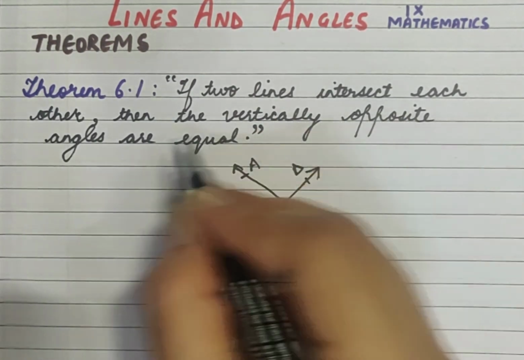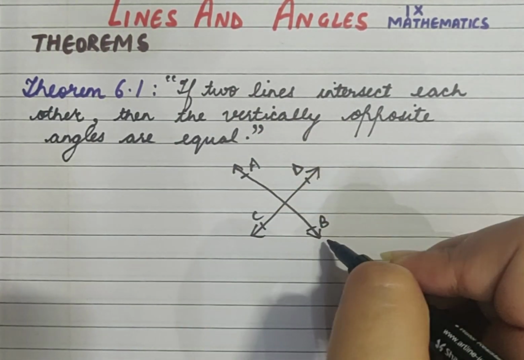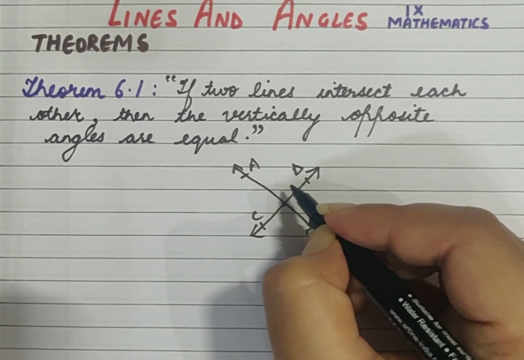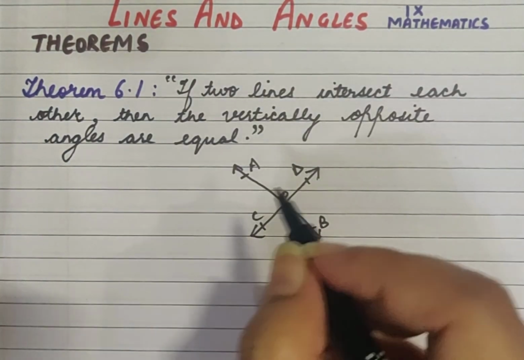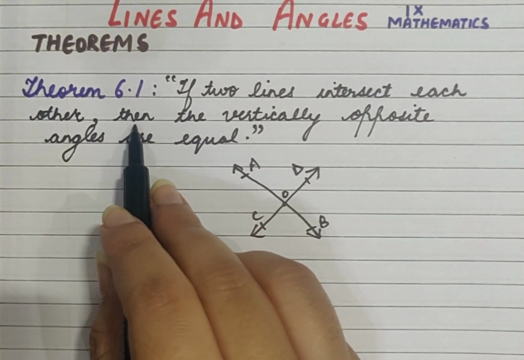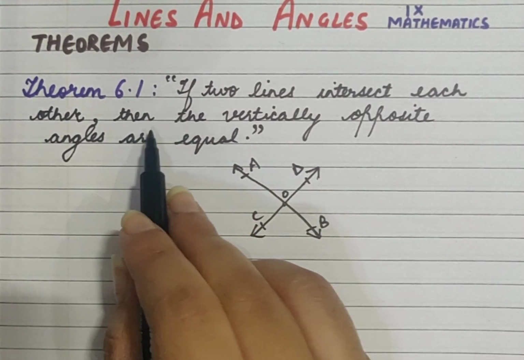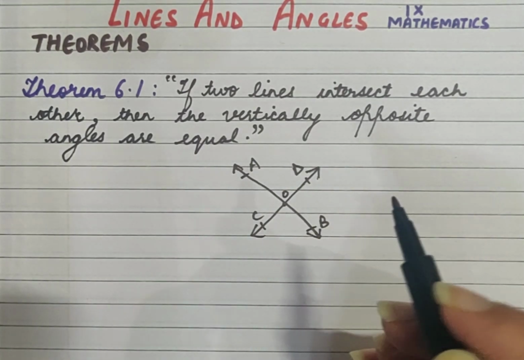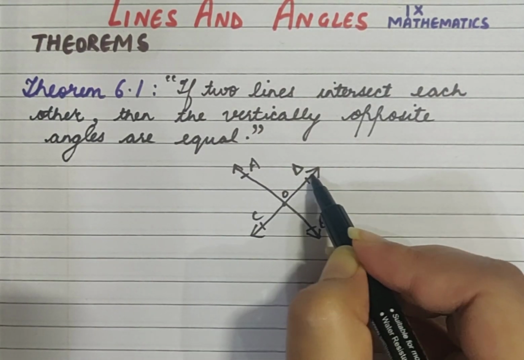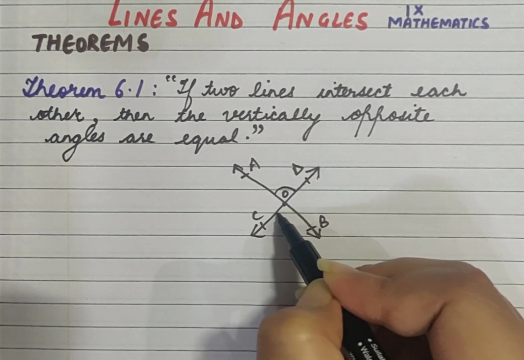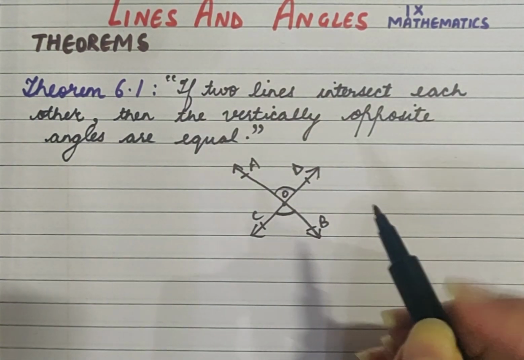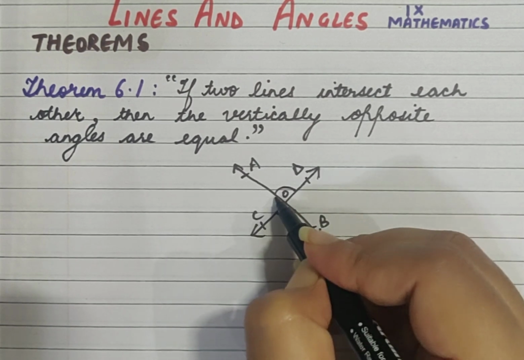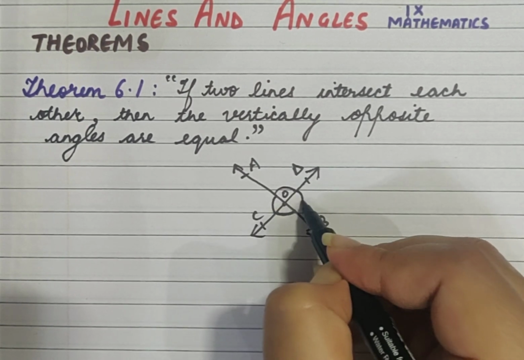If two lines intersect each other, we have two lines AB and CD which are intersecting each other at O. Then what will happen? What you have to prove? You have to prove that vertically opposite angles are equal. We know which are vertically opposite angles here, AOD and COB. These are vertically opposite, as well as AOC and BOD. These are also vertically opposite angles.